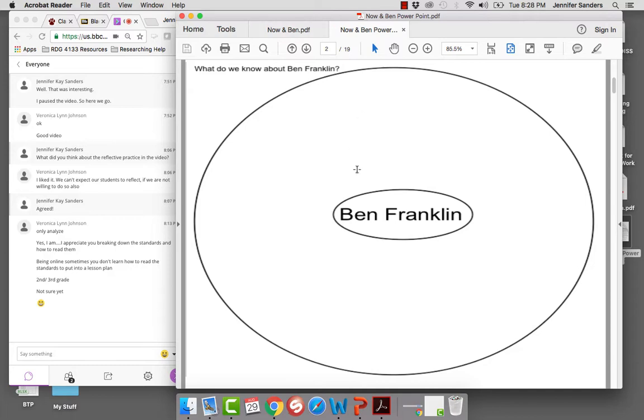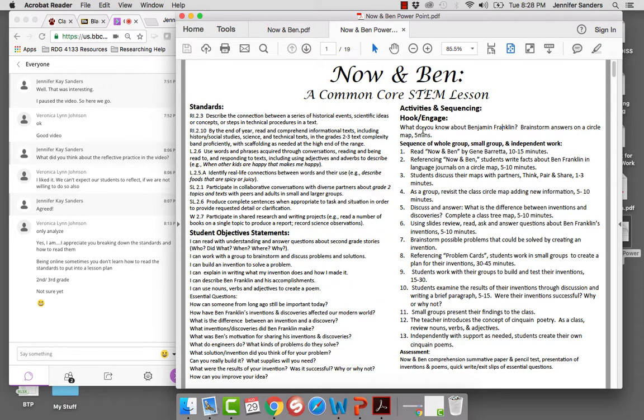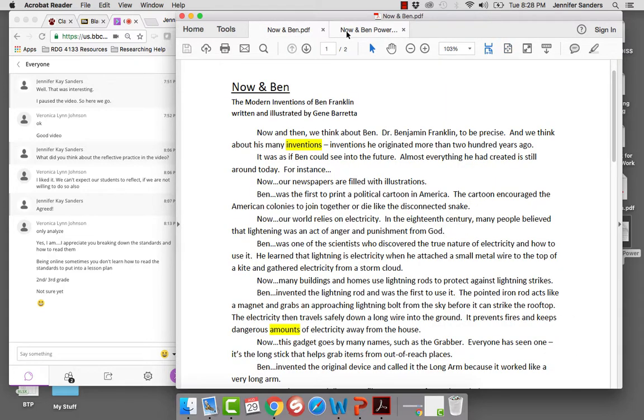And then this person says in the lesson, now read Now and Then, and they give 10 to 15 minutes. Then, referencing Now and Then, students write facts about Ben in their language arts journals. However, she's using a Think, Pair, Share. The only thing I would do differently is, when I'm reading Now and Then, I would stop and have my inner conversations, because that's important. Or I would actually start doing some coding of the text for the students.